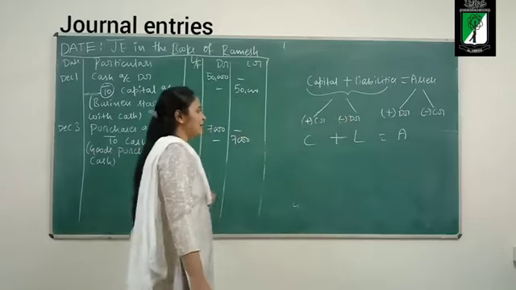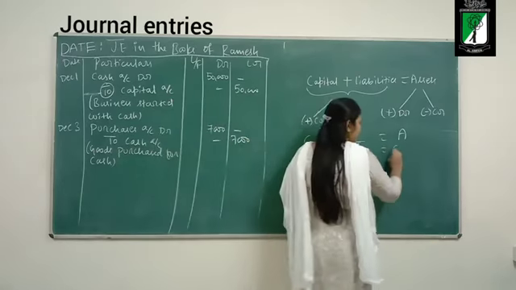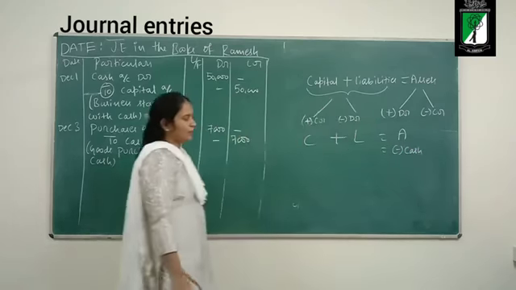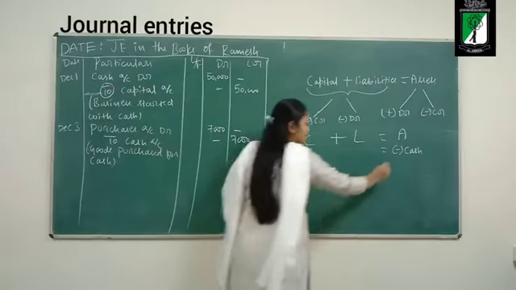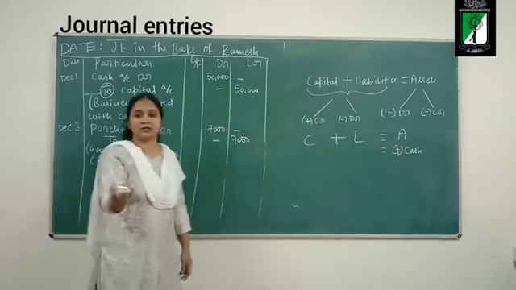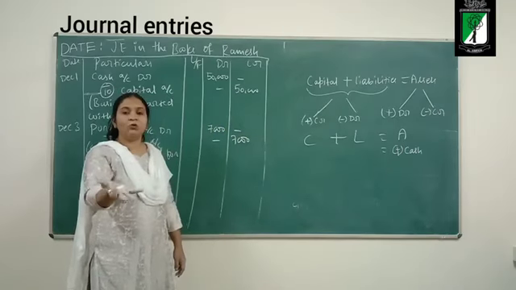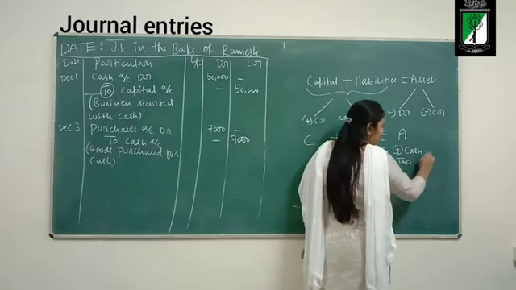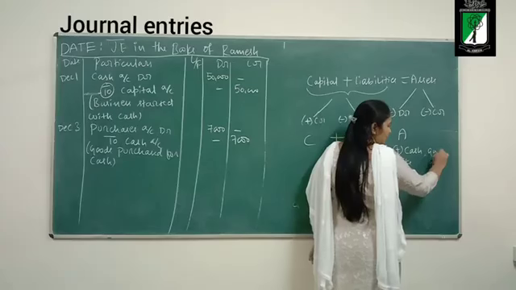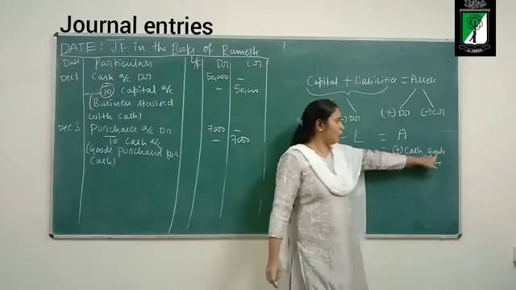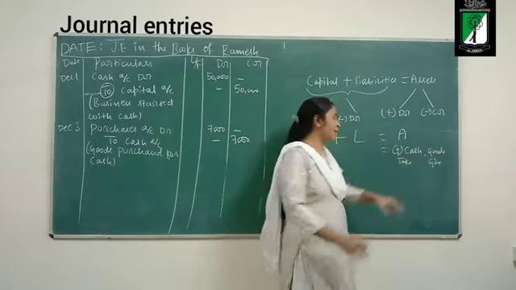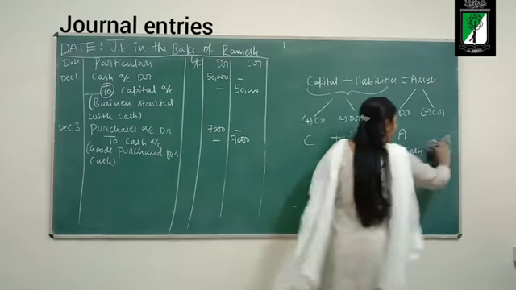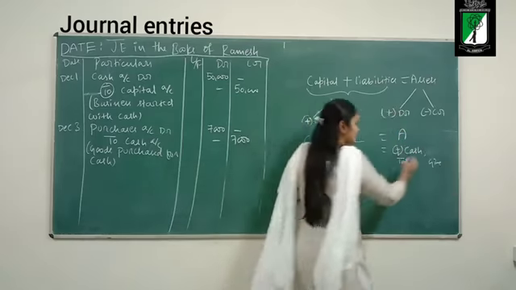So what is happening? Sold goods for cash. My cash balance is increasing. When the business sells goods for cash, it will receive cash. What is the take aspect? Cash. What is the give aspect? Goods. Okay, I cannot write goods here. What am I doing with goods? I am selling the goods. So what should I write here? I should write sales.